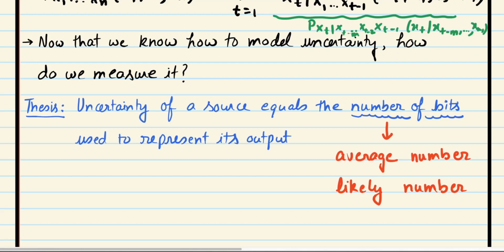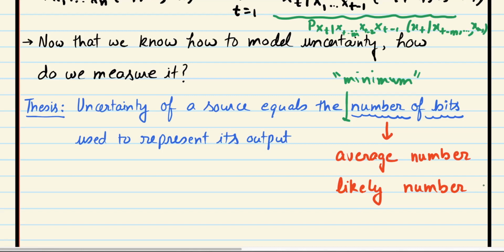It may also seem that the number of bits required to represent a source can depend on the method that you use to represent the source, right? And therefore this definition itself becomes quite subjective. So we'll just fix this by putting a small phrase here: the minimum number of bits, the most economical representation of a source. That's what we'll call the uncertainty of the source, the minimum number of bits used to represent the source. And it can either be the average number of bits or the likely number of bits.